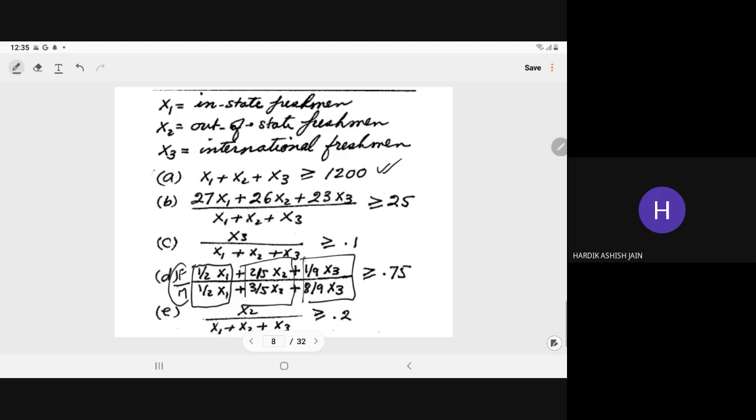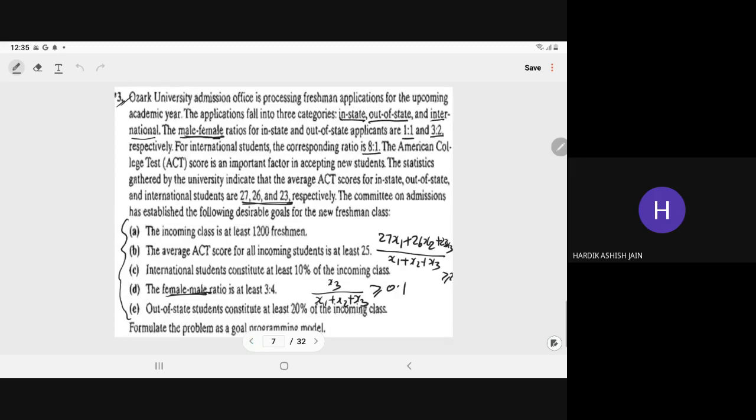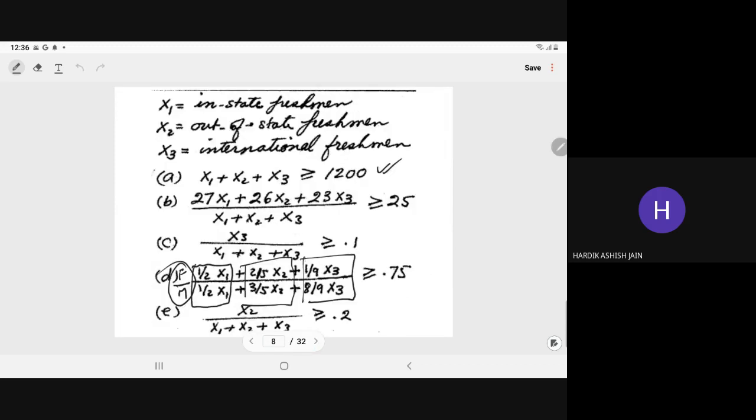This female-male ratio must be greater than or equal to 3:4. So 3:4 means 3/4, which is 0.75. So it must be 3/4. Clear this part? How to write this?